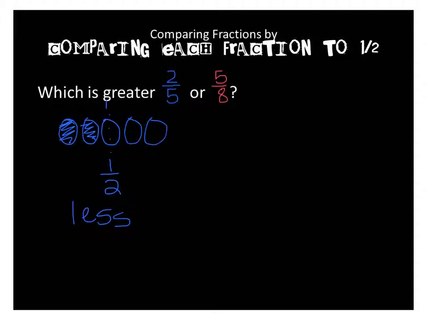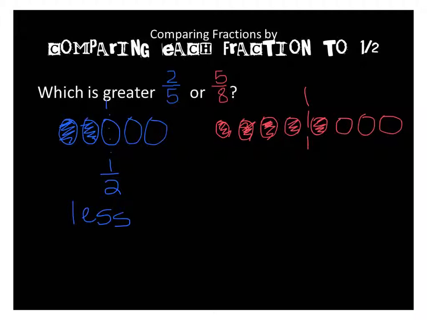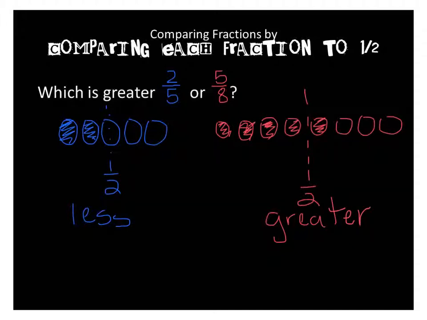Now looking at 5/8, I can draw 8 circles. And I would have 5 of them shaded in, because that's my numerator. And if I wanted to know what half would be, half of 8 is 4. So only 4 of those would be equivalent to 1/2. And I can see that 5/8 is just greater than 1/2. So just by comparing each of my fractions to 1/2, I can see that 5/8 is greater than 2/5.